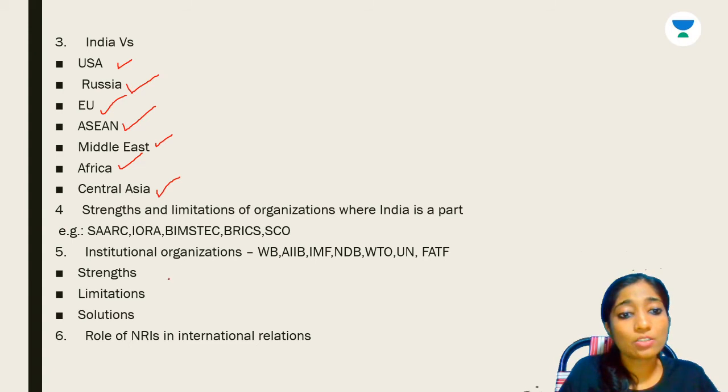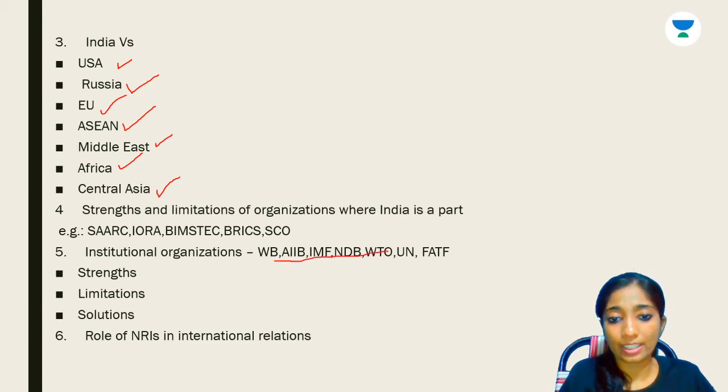And then comes the strengths and limitations of organizations where India is a part, like SAARC, the Indian Ocean Rim Association, BIMSTEC, SCO, BRICS, etc. These are the important institutional organizations.